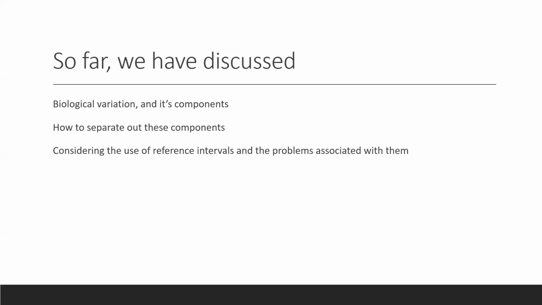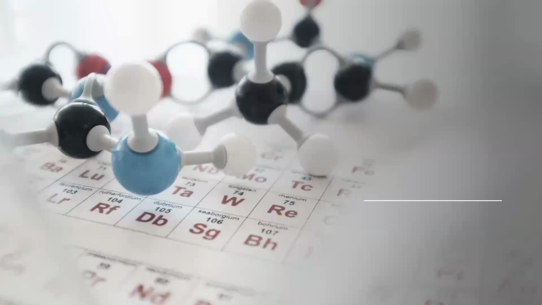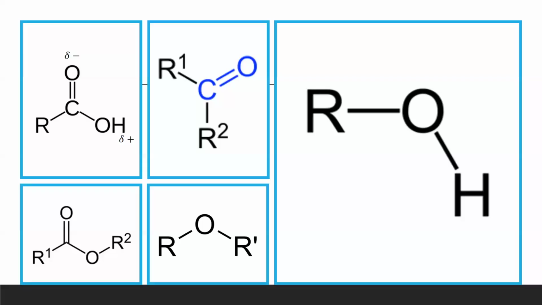So far, we've discussed biological variation and its components, how to separate out these components, and considering the use of reference intervals and the problems with them. I'm going to move on to the biochemistry reminder now. So again, this is going to be quite a quick overview, and if it seems completely new, then it may be worth getting in touch, and I can suggest some more places to read some of these concepts in greater depth.